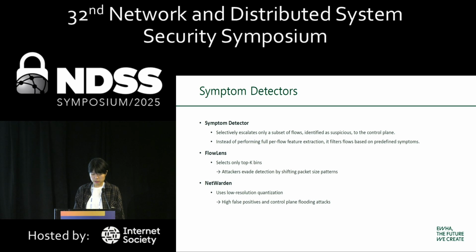NetWarden utilizes a sketch-based approach to store per-flow distributions, but at a relatively low resolution. Due to this, it is vulnerable to control plane flooding attacks, where adversaries can overrun the system by triggering excessive flow escalations. Also, its low-resolution quantization leads to misclassification, as small variations in feature values may fall into the same bin.